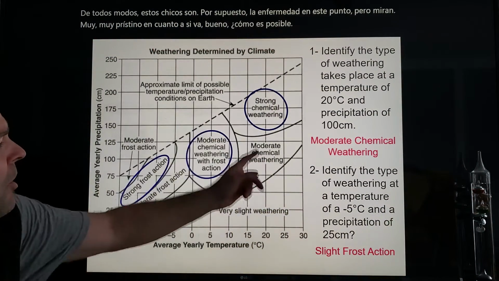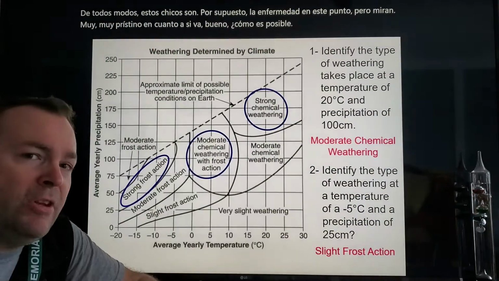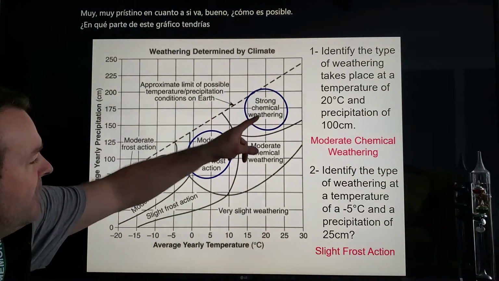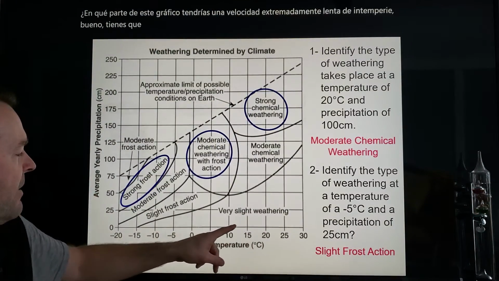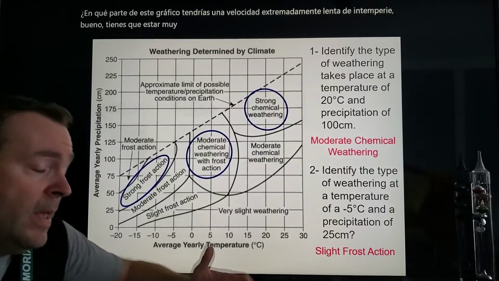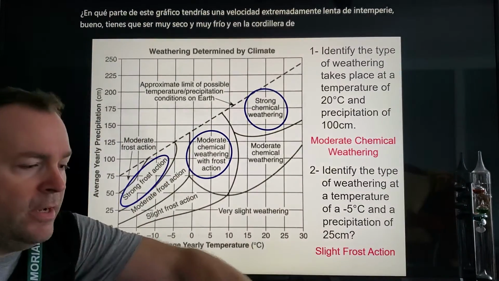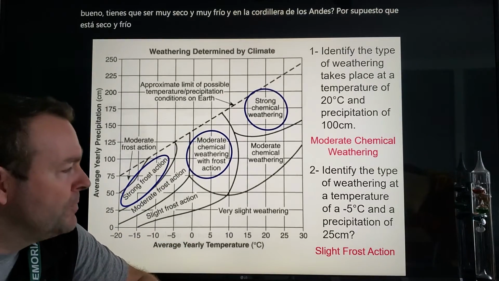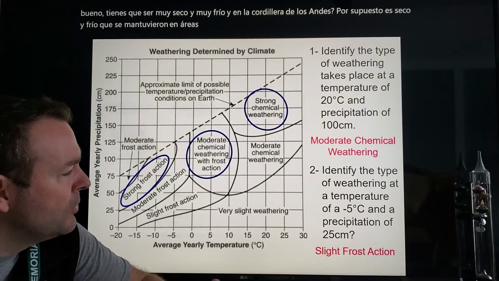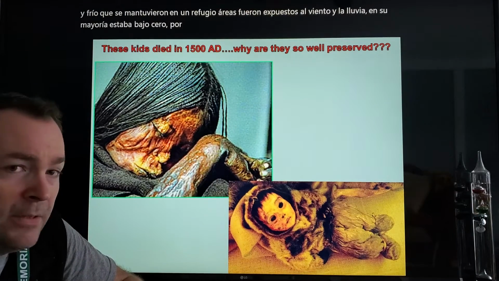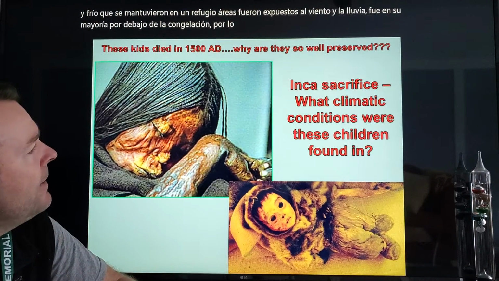Where on this chart would you have an extremely slow rate of weathering? Well, you'd have to be very dry and very cold. And up in the Andes Mountains, of course, it is dry and cold. They were kept in sheltered areas. They weren't exposed to the wind and the rain. It was mostly below freezing, so they were preserved amazingly well. Okay?